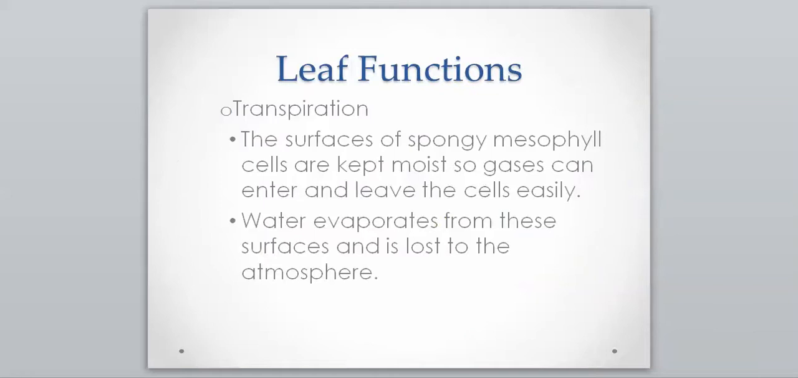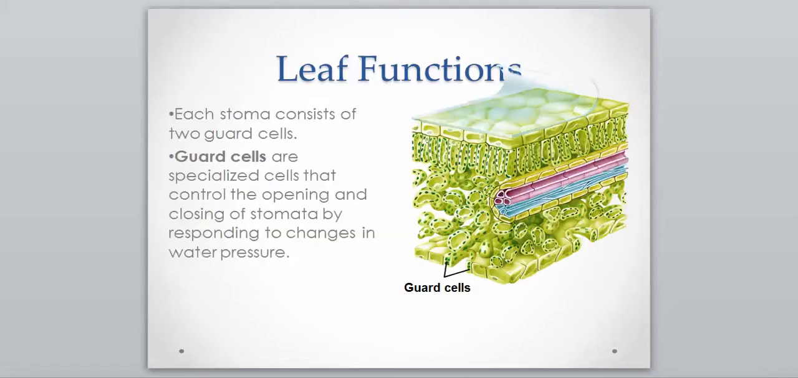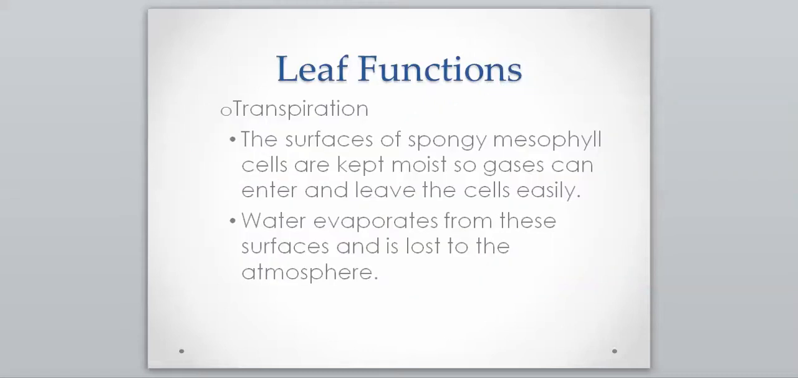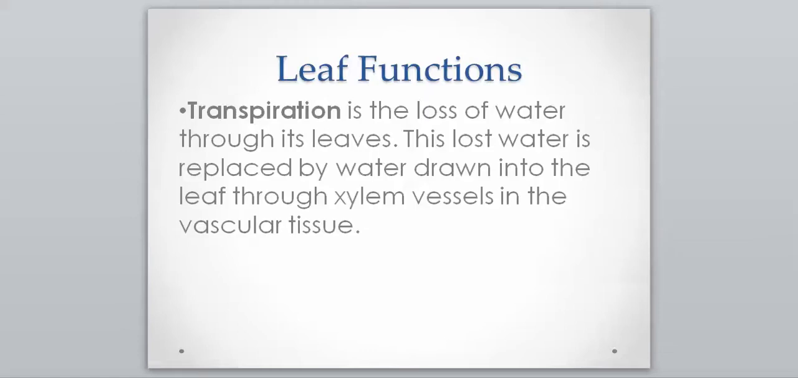And one of the leaf functions is to carry out a process known as transpiration. The surfaces of the spongy mesophyll, remember spongy mesophyll is this area right here, are kept moist so gases can enter and leave the cells easily. So water evaporates from these surfaces and is lost to the atmosphere. That's what transpiration is: the loss of water through its leaves.